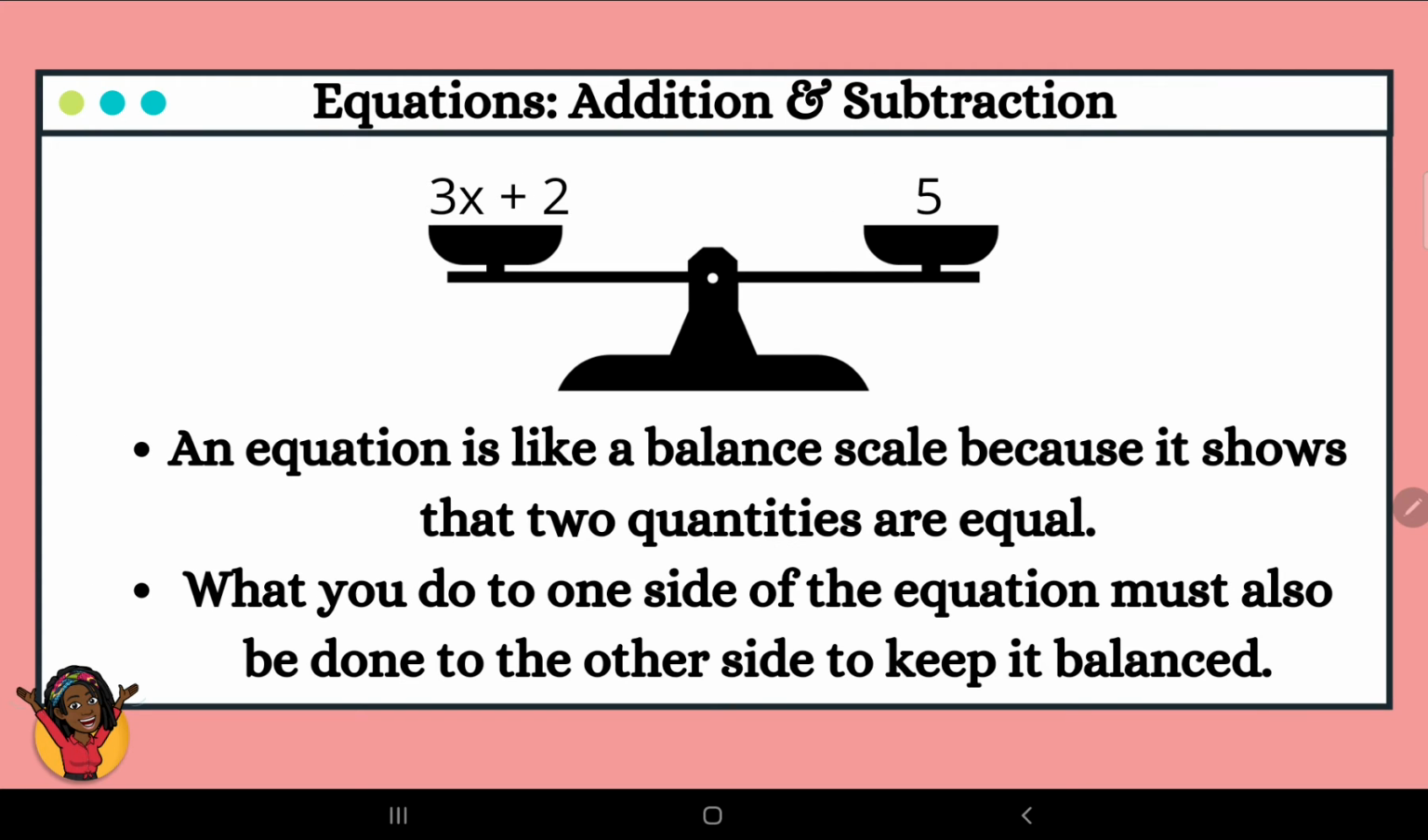Here we're using a scale to represent balancing our equation. If you notice, on one side of the scale we have the expression 3x plus 2, and on the other side we have the number 5. So whatever the value of x is, this expression must be equal to 5 to keep the scale balanced. If we perform an operation on one side of the equation, we have to do it on the other side, again, to maintain our balance.